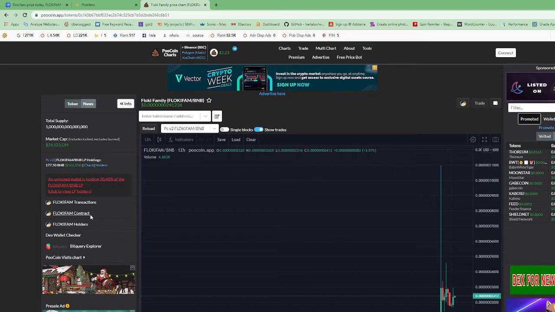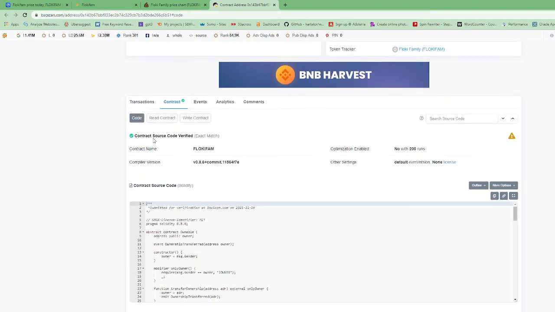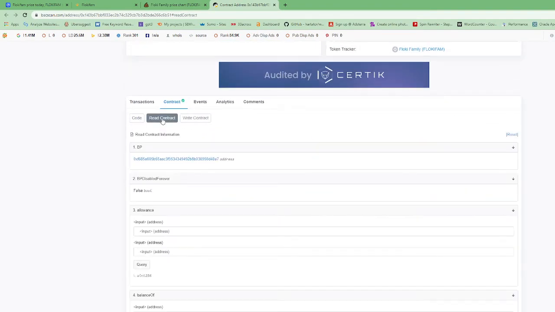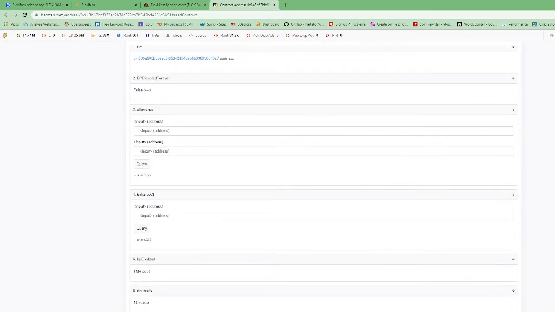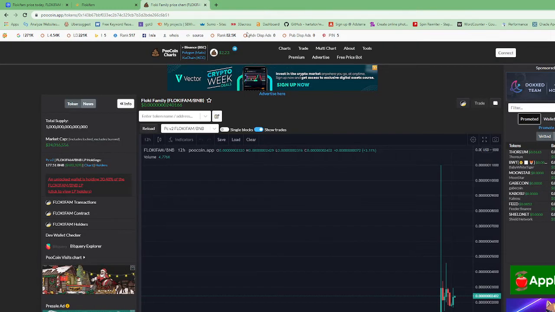All right, let's see the contract address, see if that's renounced. You're going to click on read contract, scroll down and search for owner. So here it says get owner and owner, same thing. So now we know that the ownership has not been renounced, so the owner can actually go in and change any little thing they want to change in the contract. Let's see holders.